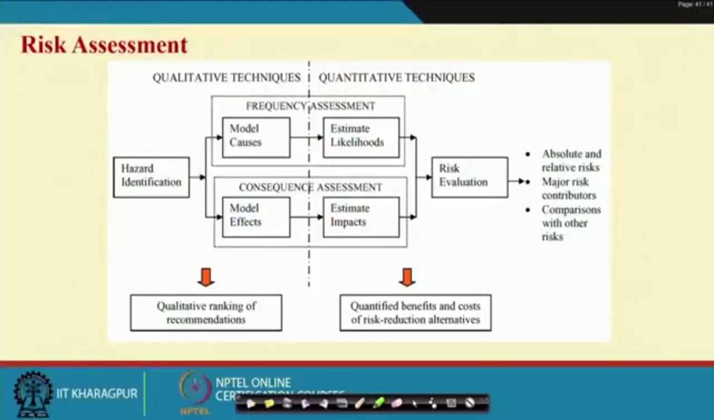Now, please understand what this process is. In this process, you see one is hazard identification.